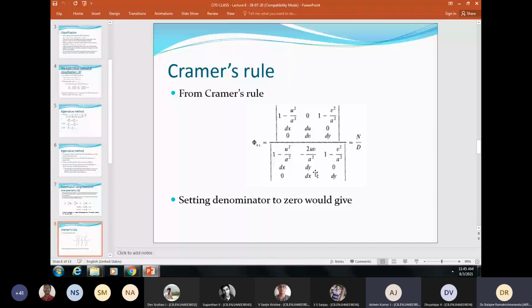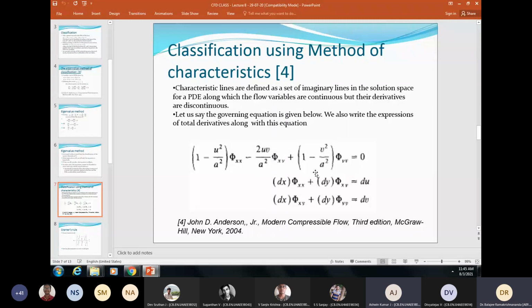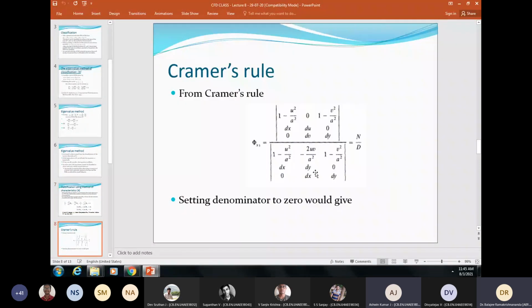So now we put the condition. What is the definition of our characteristic line? They are imaginary lines across which the derivatives are discontinuous. The flow variables are continuous, so we say that u and v are continuous, but the derivatives are discontinuous. So you put the denominator to 0.